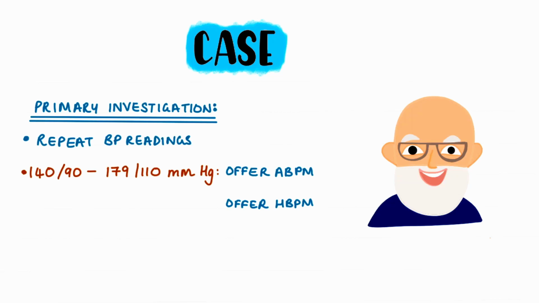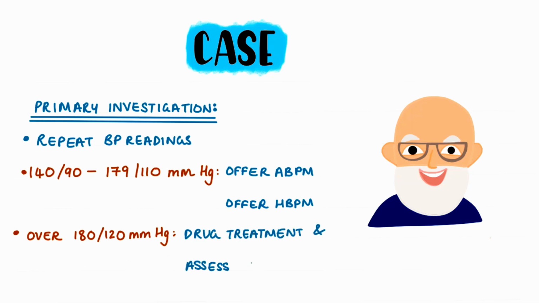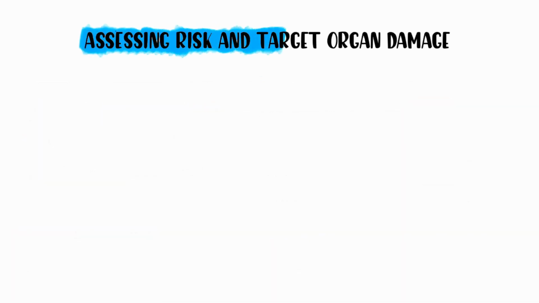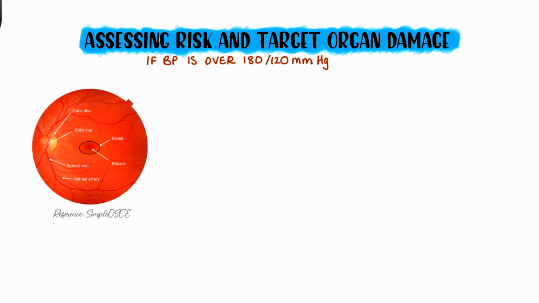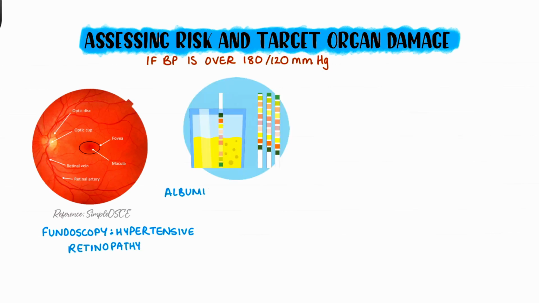But what happens if the patient's blood pressure was recorded to be above 180 over 120 millimeters of mercury? Well, this is a dangerously high blood pressure reading, so we would consider drug treatment as well as assess the risk of target organ damage. When the blood pressure is increasingly high and above 180 over 120, then we'll need to investigate the patient for potential organ damage. Examples of this include fundoscopy in order to assess for hypertensive retinopathy.